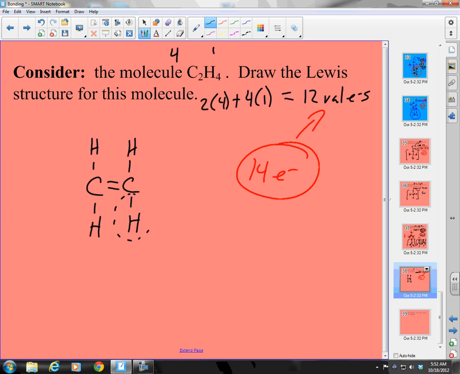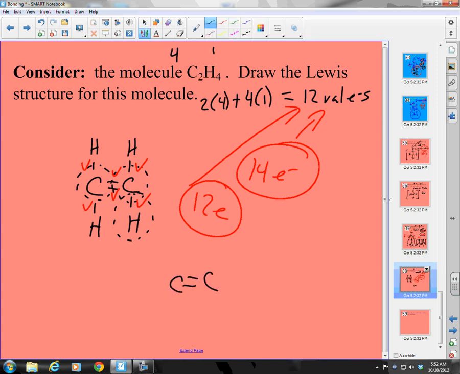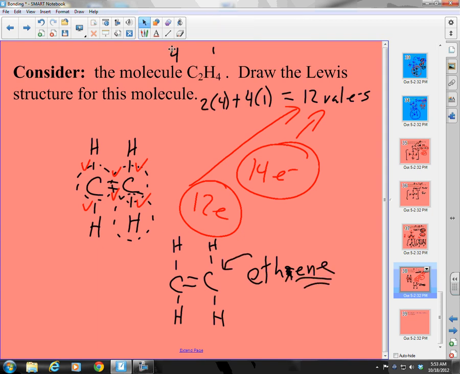Each of my hydrogens has what? 2 electrons. How about my carbons? Well, it has 2, 4, 6, 8, and this carbon has 2, 4, 6, 8 electrons around it. Let's count. 2, 4, 6, 8, 10, 12. I have 12 electrons. How many am I allowed? 12. So that would be my correct Lewis structure for ethene. Ethene, I hope I said ethene. Ethene. Oops. No A. Ethene. That's this thing here. Good.